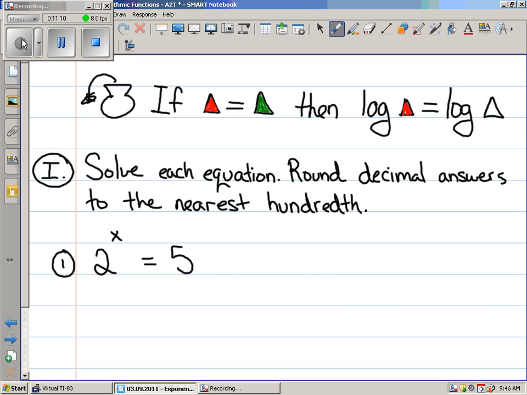Does anybody like using x's and y's better than shapes? You use A and B? Okay, that's fine. I'm trying something new.